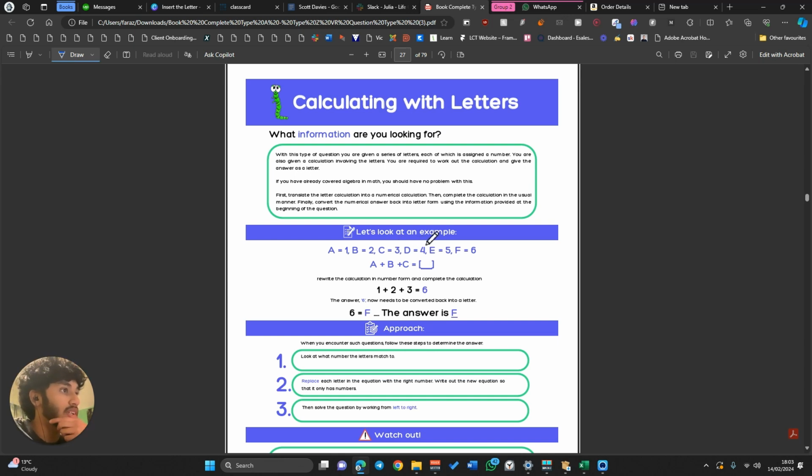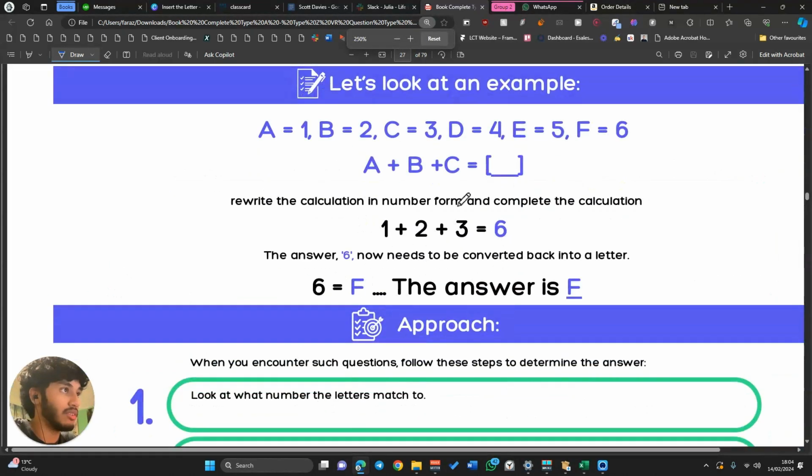Let's look at an example. A equals 1, B equals 2, C equals 3, D equals 4, E equals 5, F equals 6. Basically what it's telling us to do is, with this little substitution, this addition thing here, we just want to sub in the numbers that they've given us. So it's going to be 1, and this is 2, and this is 3.